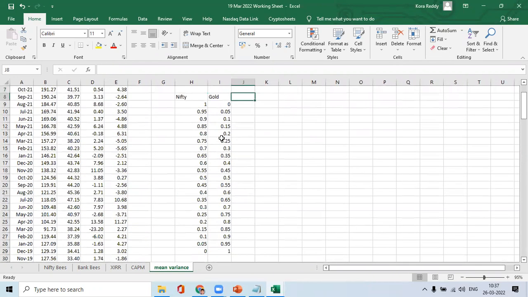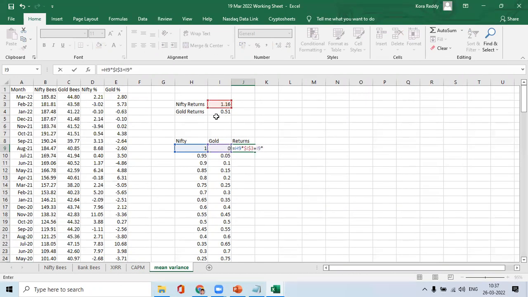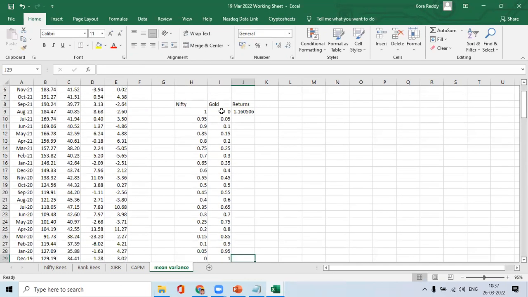Right. So now the returns is simply: if I put 100 into Nifty, this one and this one. This one we have to lock, plus this into this. Simply copy.